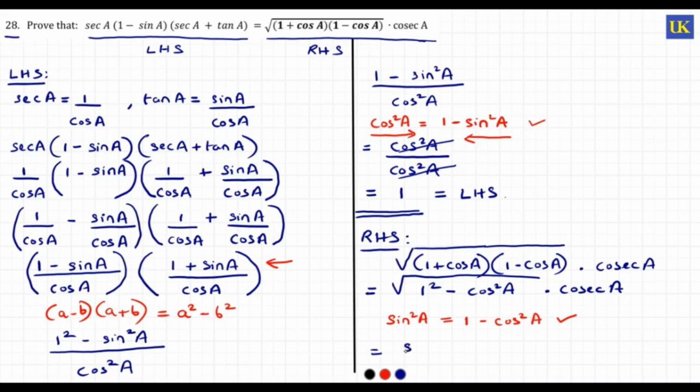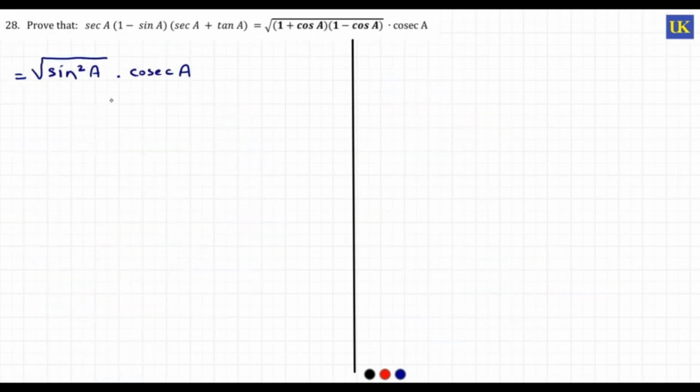This is equal to under root sin square A, and outside I will write cosec A. So we'll continue on this page now. Now this is under root sin square A, so the square root and the square will get cancelled, and what we will have is sin A into cosec A.